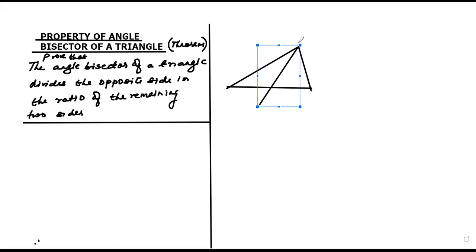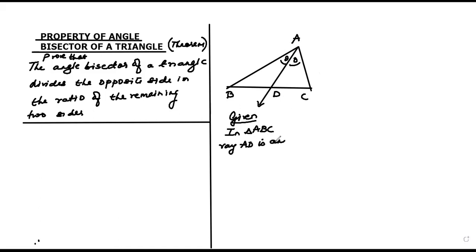Okay, this is my triangle ABC, and this AD is my angle bisector. And what do you want to prove? Divide the opposite side in the ratio of the remaining sides. That means what is given to us? Given: in triangle ABC, ray AD is the angle bisector of angle BAC.